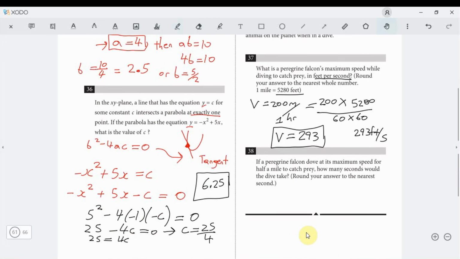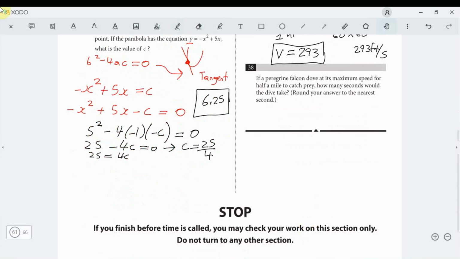Now in 38 it says if the Peregrine falcon dove at a maximum speed, half a mile to catch the prey, how many seconds would the dive take? First thing, speed is distance over time. And so what we do know is the speed, right? It dove at the maximum speed, 293 for half a mile.